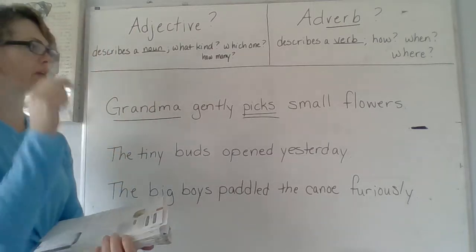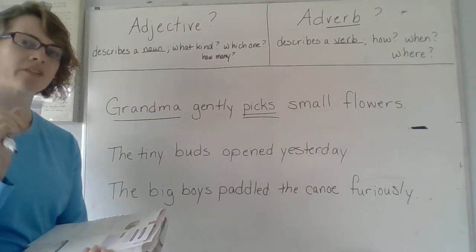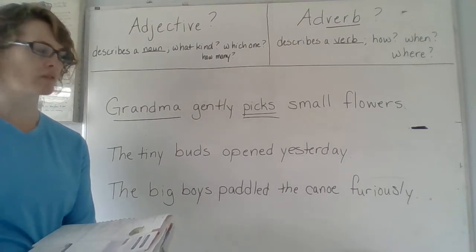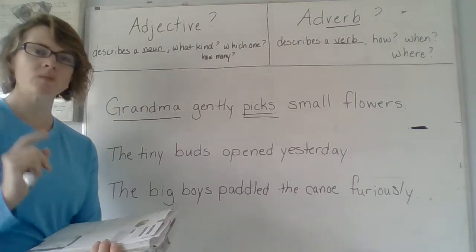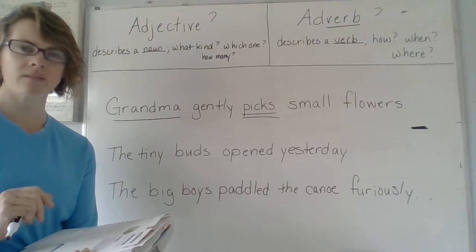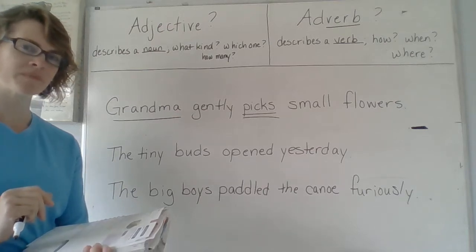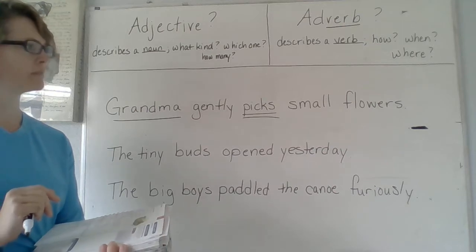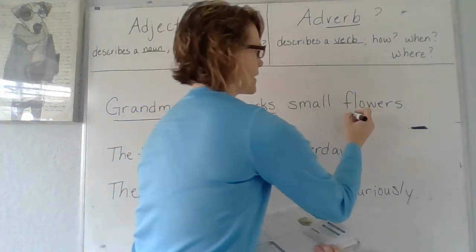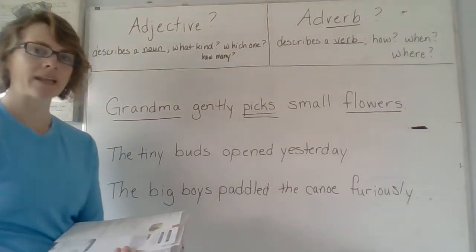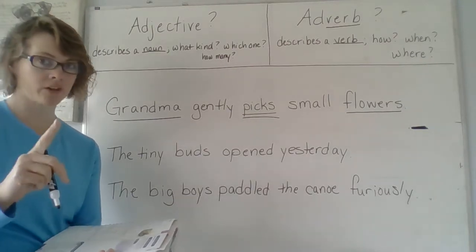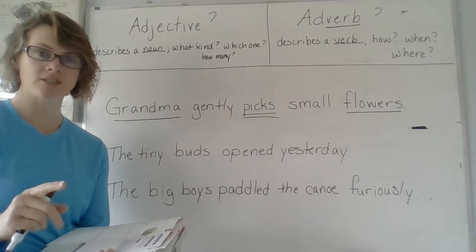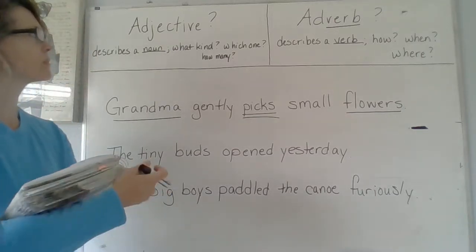Let's stop there. Are there any other nouns in this sentence? We know a noun is a person, place, or thing like grandma. Can you spot another noun in there, Esther? What's another thing in that sentence? Flowers is another thing. And that is all of my nouns. So now that I've got my verb and I've got all my nouns, I can go and find the adjectives and adverbs. Let's start with adjectives.